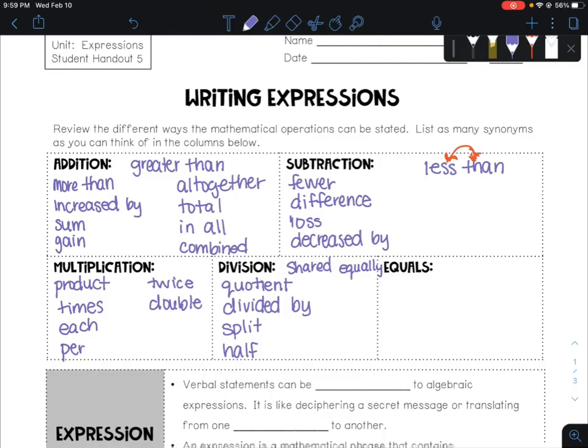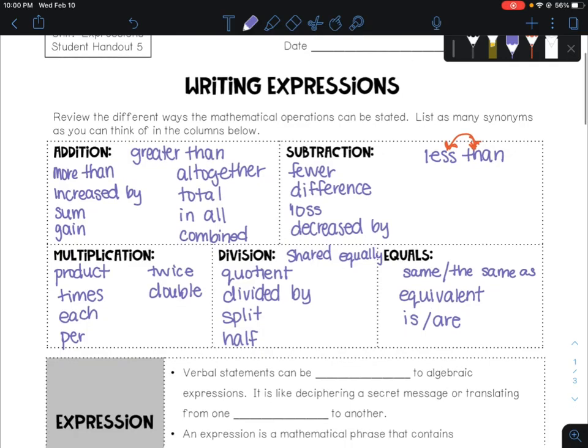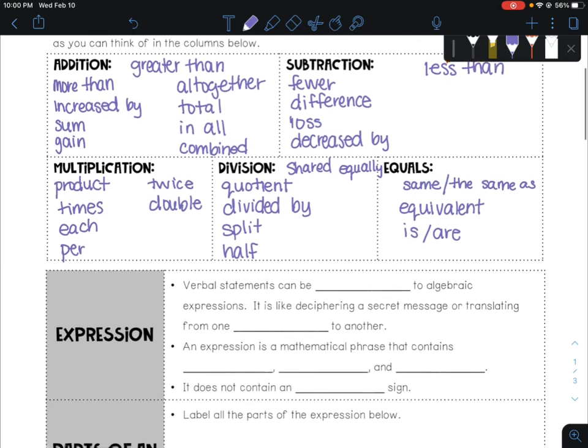All right? And then equals, there's really only a couple ways that we see this in a sentence. You could say same or the same as, equivalent, or a really small word is, or you could also say are if it needs to be plural. So 5 plus 5 is 10. In that sentence, the word is means equals. Okay, so these are not all of the words, but just most of the ones that you'll see. So if you think of something else, feel free to add it to your list on your paper.